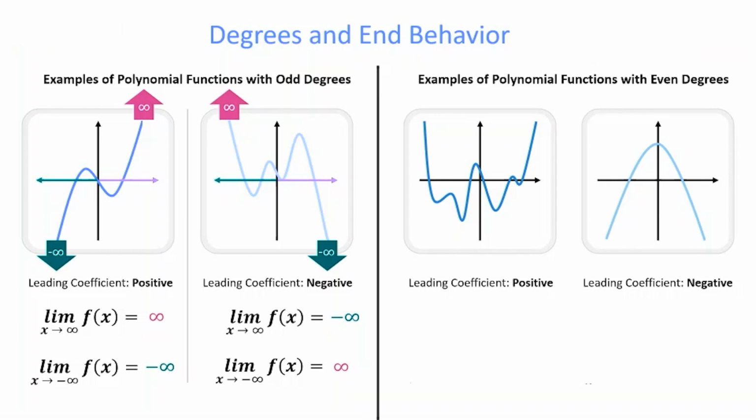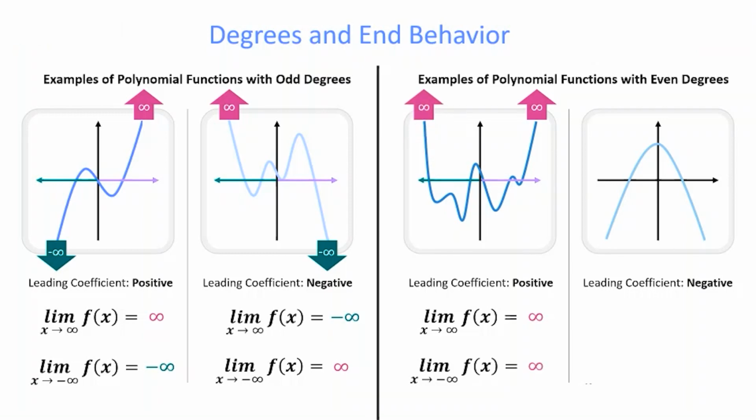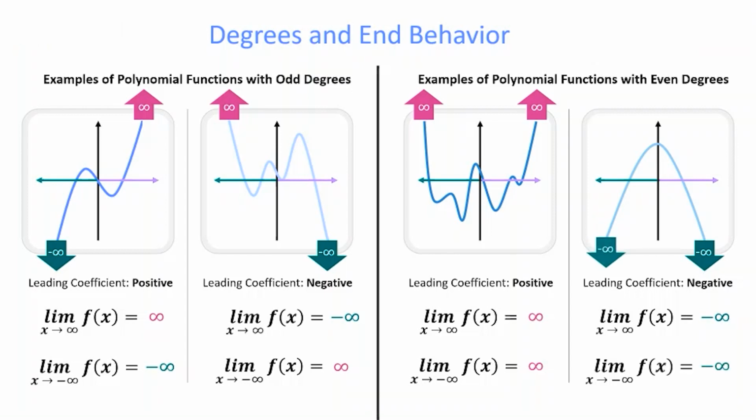Let's look at examples of polynomial functions with even degrees. If my leading coefficient is positive, then as x tends towards infinity, the function goes up towards infinity. And also, if x tends towards negative infinity, my function will go up towards infinity. However, if my leading coefficient is negative, as x tends towards infinity, the function will go down towards negative infinity. And as x tends towards negative infinity, the function of x will go down towards negative infinity.